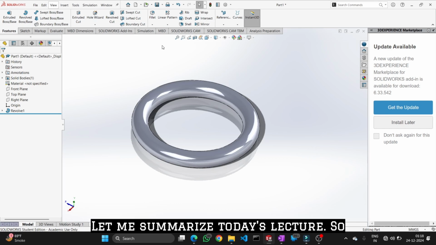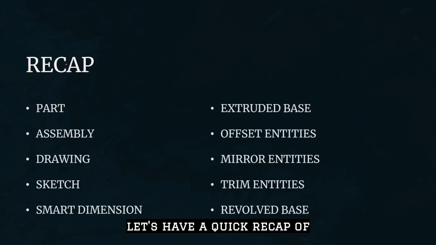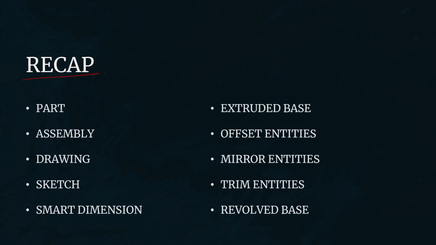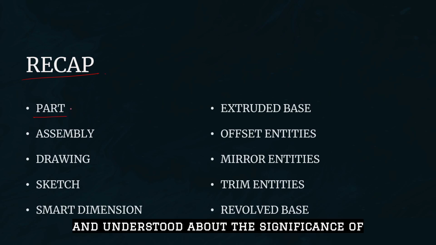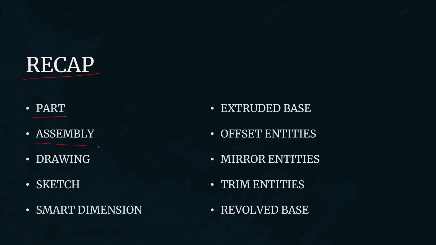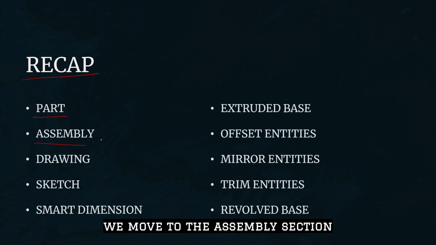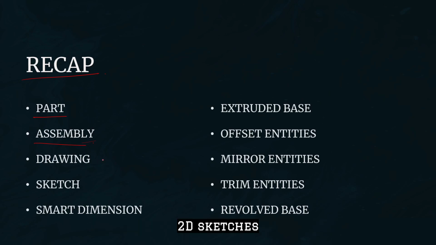Let me summarize today's lecture. So let's have a quick recap. Today we started with the part section and understood the significance of having this section. Next we moved to the assembly section where all the parts of our model are assembled. After that, we went to the drawing section, in which we studied that it converts the 3D model to 2D sketches, also called a blueprint.